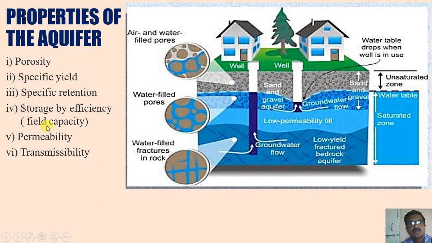Now let's have a look at the properties of the aquifer. The aquifer properties are associated mostly with porosity, specific yield, specific retention, storage efficiency, field capacity, permeability, and transmissibility.